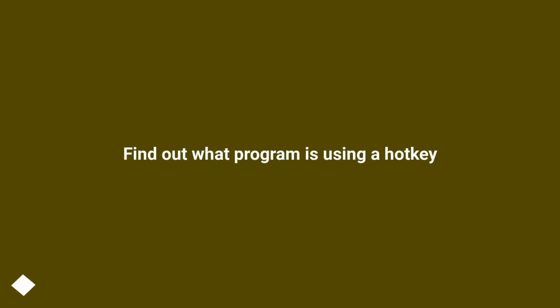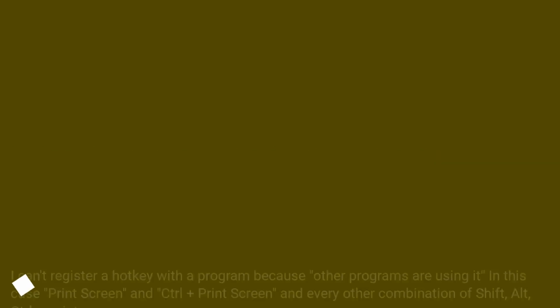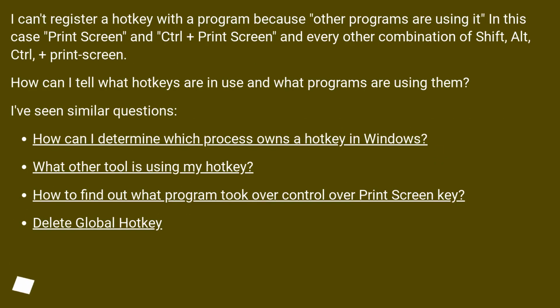Find out what program is using a hotkey. I can't register a hotkey with a program because other programs are using it, in this case Print Screen and Control plus Print Screen, and every other combination of Shift, Alt, Control plus Print Screen. How can I tell what hotkeys are in use and what programs are using them?